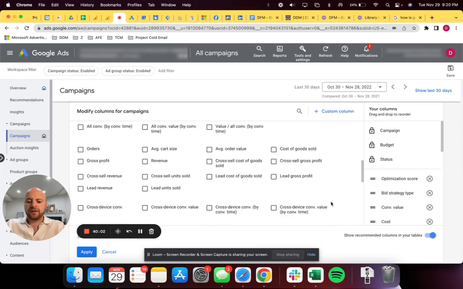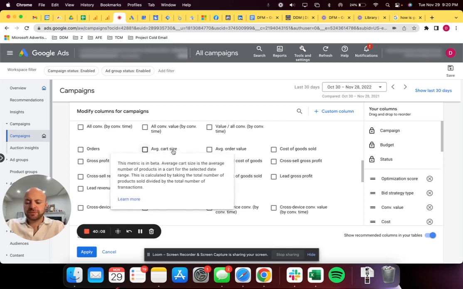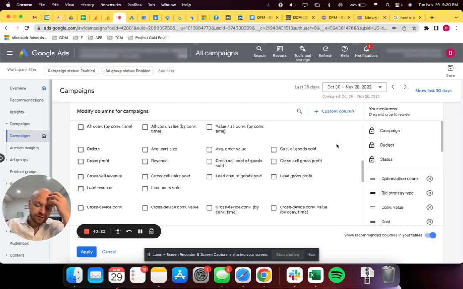And then we have a lot of other stuff here. We have orders, we have average cart size, average order value. Average cart size is the average number of products in a cart. Wow, it's crazy that you can see that. From a marketing standpoint, you could usually see it on the CMS, but all these metrics here, crazy. Cost of goods sold, gross profit, revenue, cross sell.